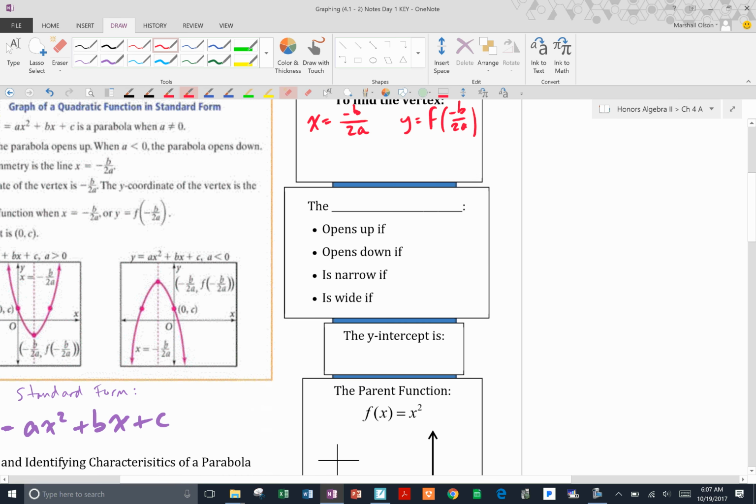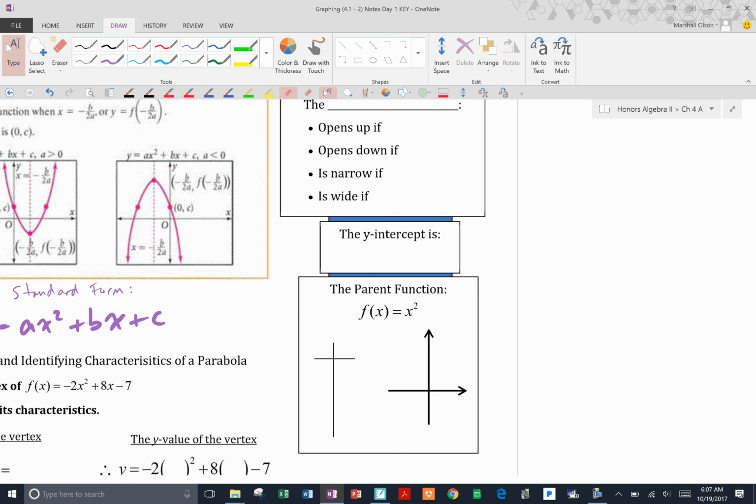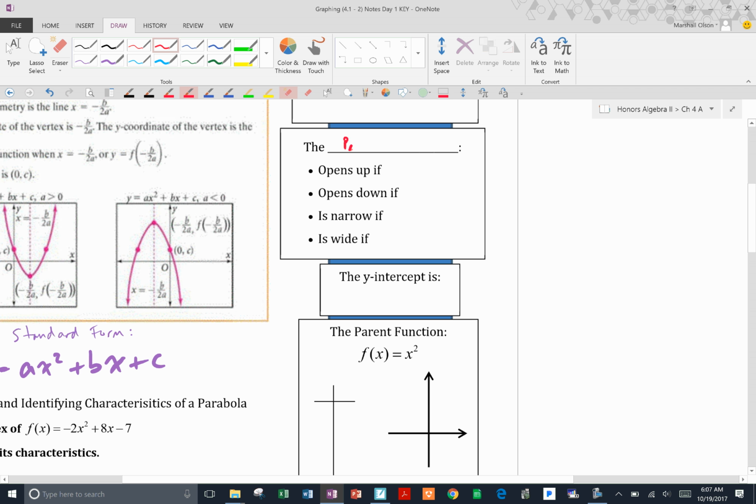The graph of a quadratic function is called a parabola. The parabola opens up or down. Later on this year, we're going to talk about how to have a graph of it opening left or right, but in this chapter, we're just talking about up or down. It opens up if a is positive, if a is greater than 0. It opens down if a is negative.